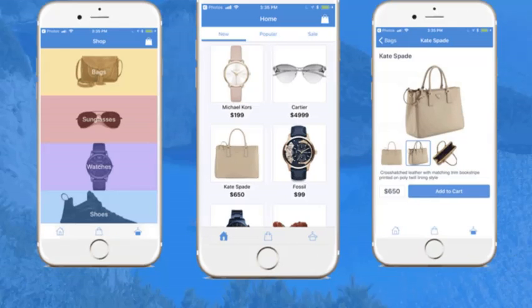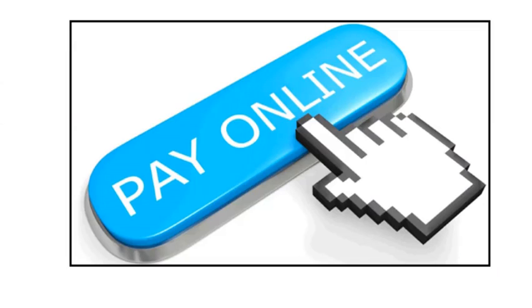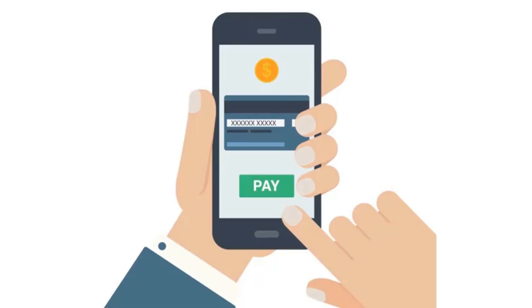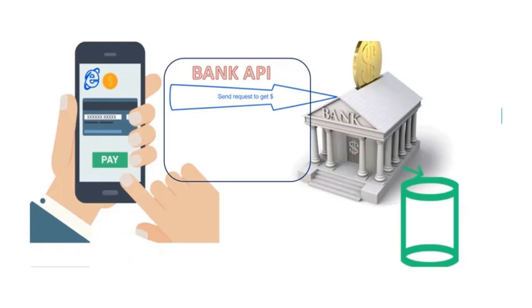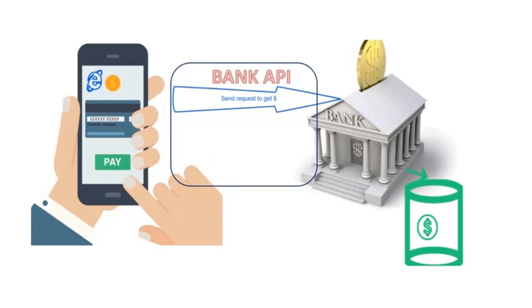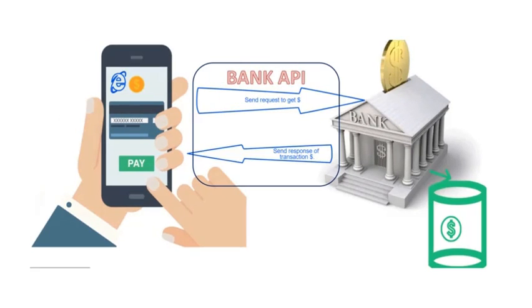For instance, when we shop on an app and finally pay online, when we hit the pay button, you usually send the API request using the bank API to deduct the amount. Now the bank API processes that and updates its transaction in its database. Once the transaction is done, it sends the response back to the application.